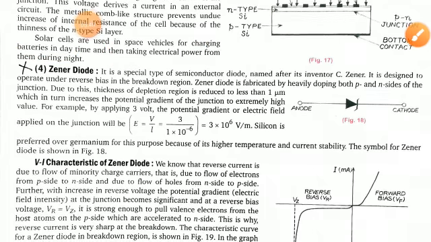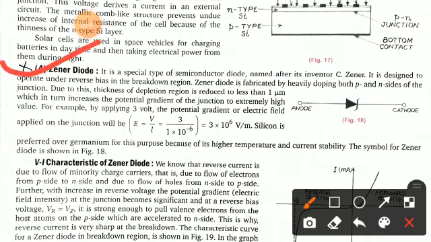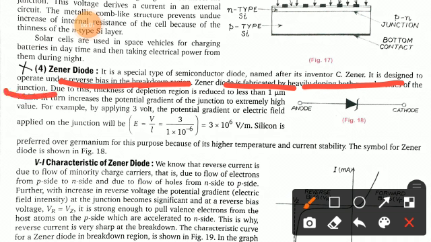Now you can see this is the Zener diode. It is a special type of semiconductor diode named after its inventor, Zener. It is designed to operate under reverse bias in the breakdown region. This is the most important property of the Zener diode, that it works in reverse bias in the breakdown region. The Zener diode is fabricated by heavily doping both p and n sides of the junction. Due to this, the thickness of the depletion region is reduced to less than 1 micrometer.